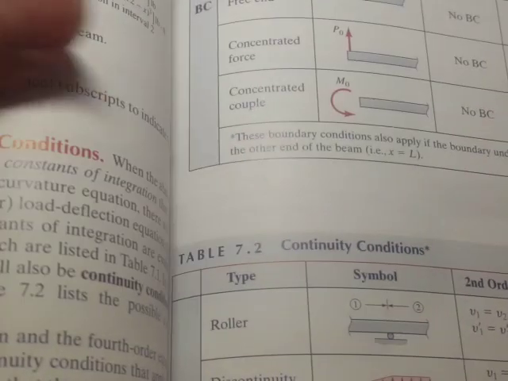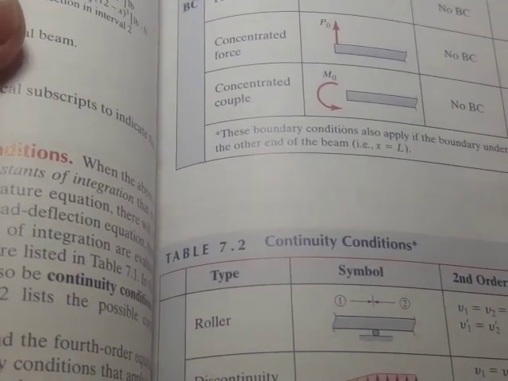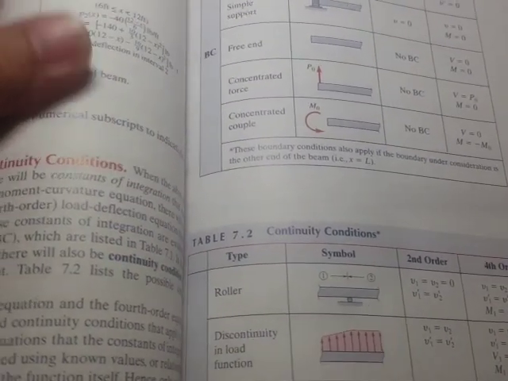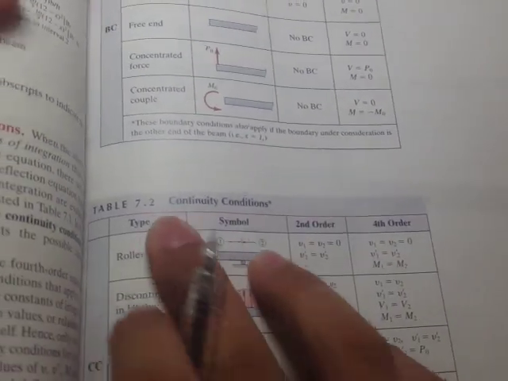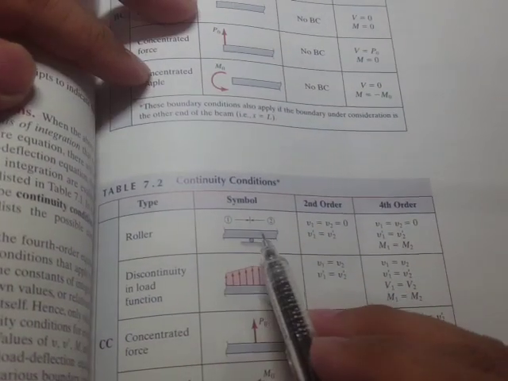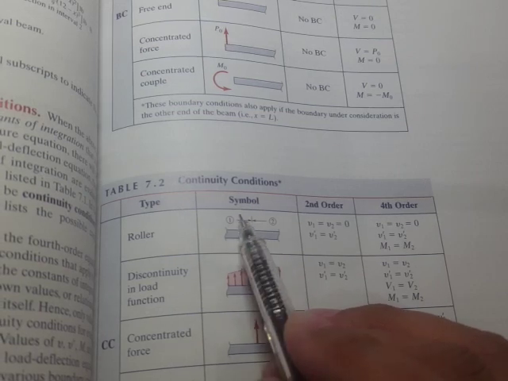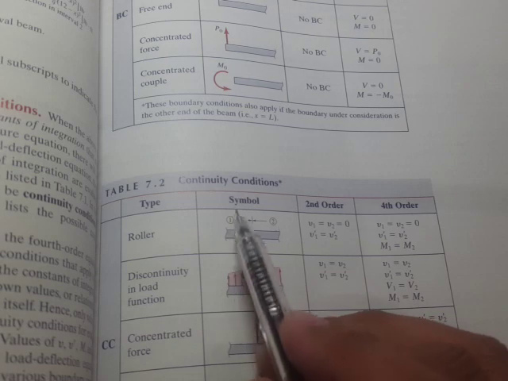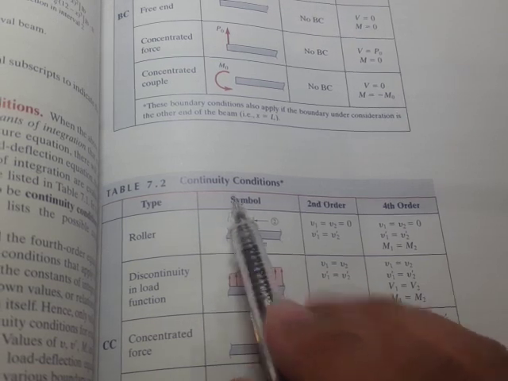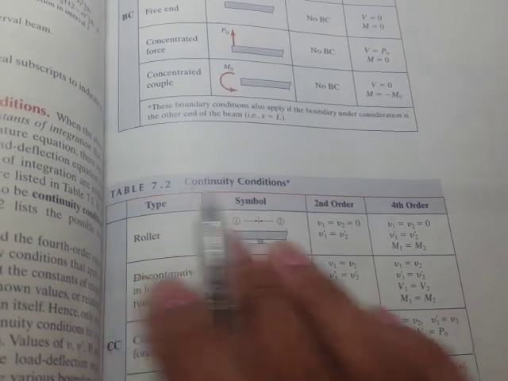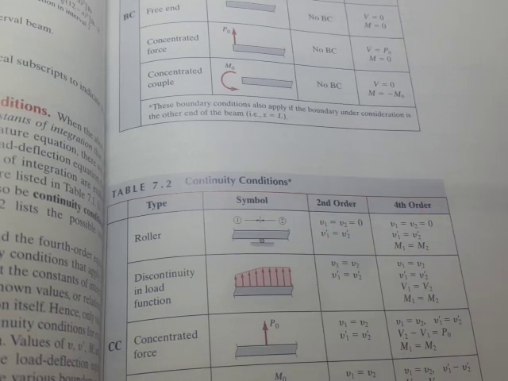Here it is, from the textbook by Craig. Right here there's a case where you have a roller along the midspan. Then what's going to be the deflection at this portion, and what's going to be the deflection at the other portion?